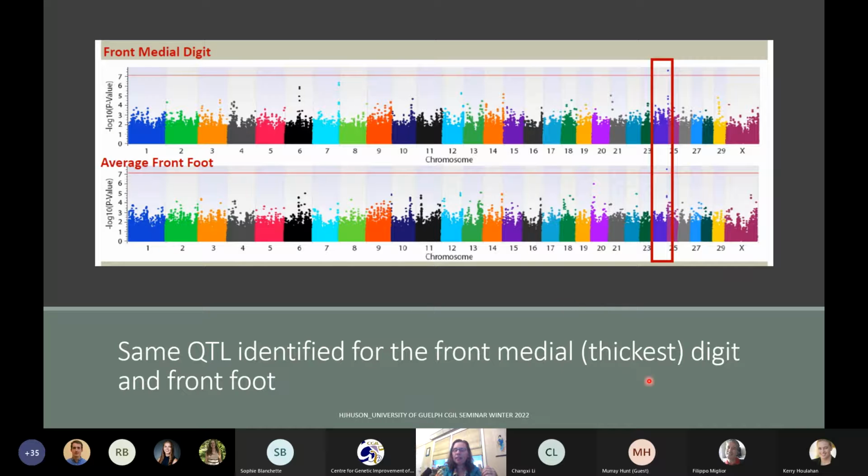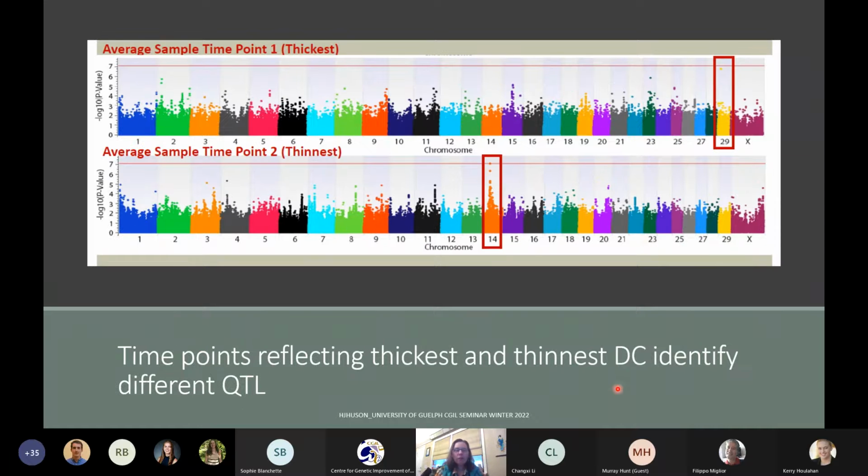Importantly, this is the digit that is the thickest, okay? Another thing that came out is we could also see variation when we looked at the average across time points. So particularly, sample time point 1 was when the digits are the thickest, and sample time point 2 was when they were thinnest. So if we look at genetic regulation affecting digital cushions, it's a little bit different when animals have the thinnest digital cushion versus the thickest. I said that backwards. The thickest digital cushion versus the thinnest digital cushion. So again, showing us the complexity of biological regulation.